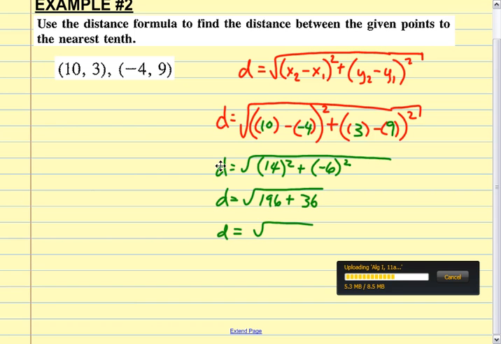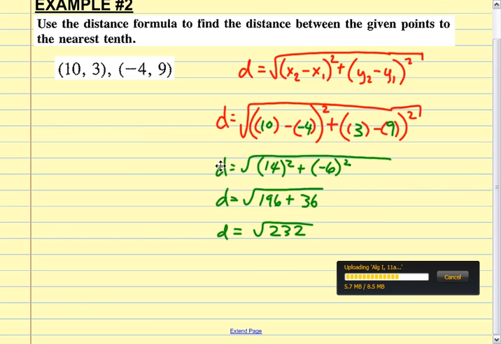Can someone do that one for me in their head? Livy, what you got? Well, you would have a 2 as the ones place, then you would have the 3 as the tens place, and then you'd have a 2 as the hundreds. Beautiful, 232.